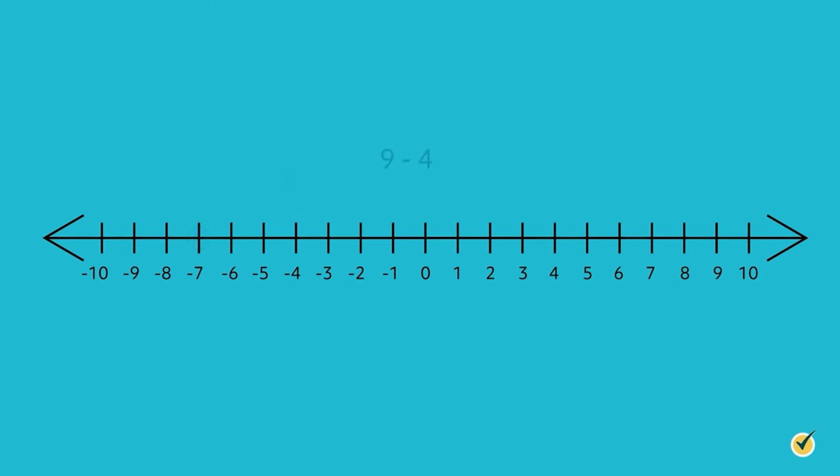Now let's try subtracting 9 minus 4. We will start at the number 9 on the number line, and since the operation is subtraction, this time we're going to move to the left. We move left 4 spaces, which lands us on 5. Therefore, 9 minus 4 equals 5.